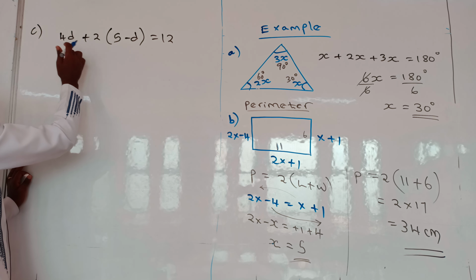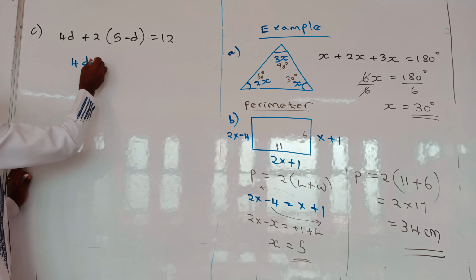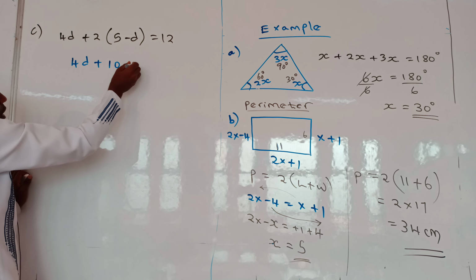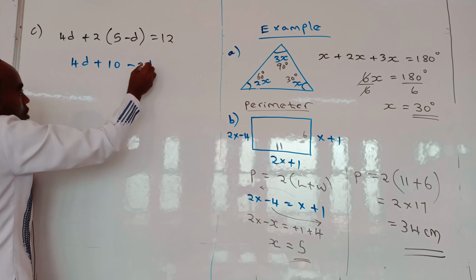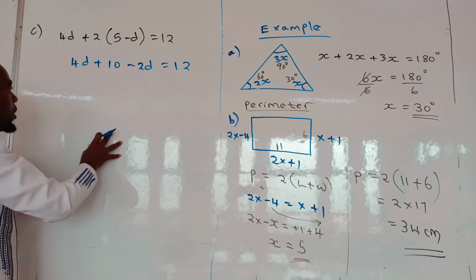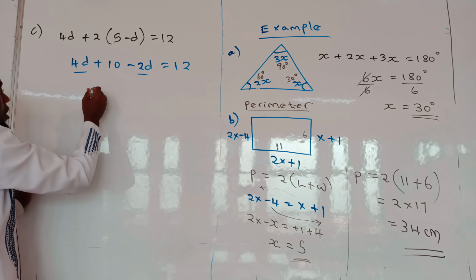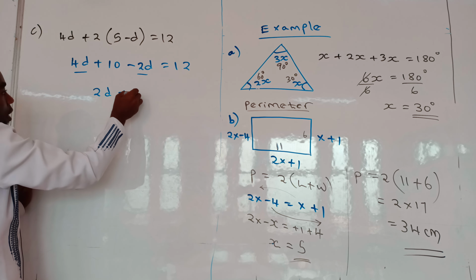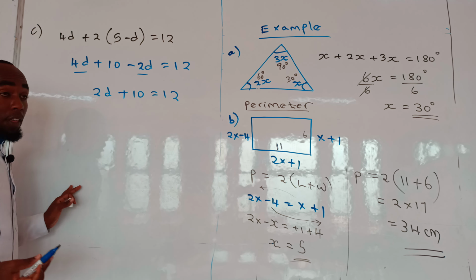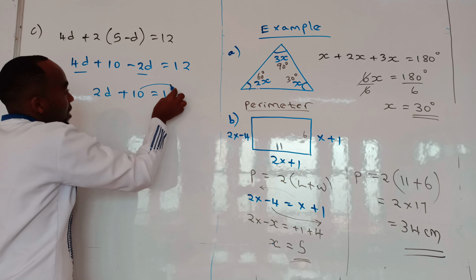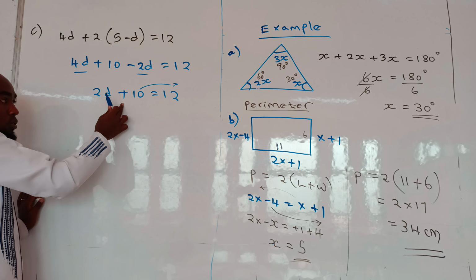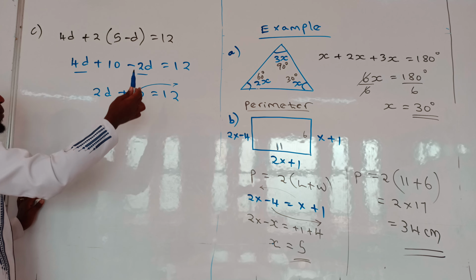Now, we need to open the bracket. This will give us 4D plus 2 times 5 is 10. Then 2 times D is 2D is equals to 12. Therefore, we put like terms together. 4D minus 2D is 2D, then plus 10 is equals to 12. Then we need to put like terms together by taking this 10 to the other side. Because it is positive, when it goes to the other side, it becomes minus.